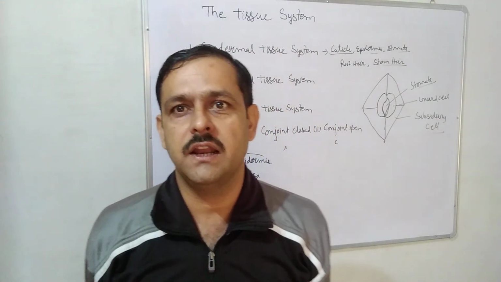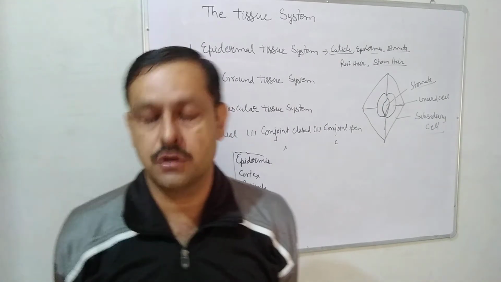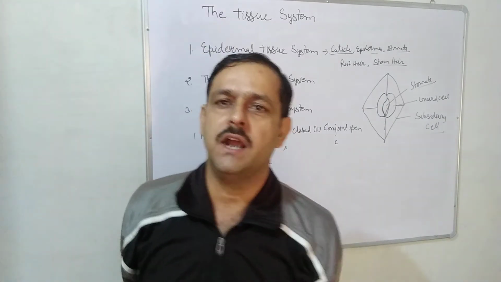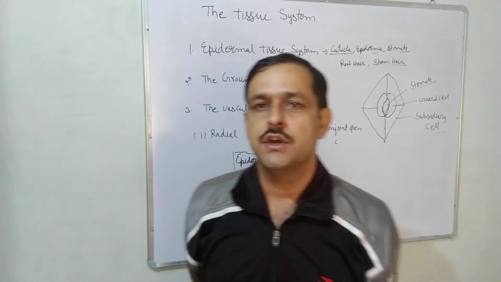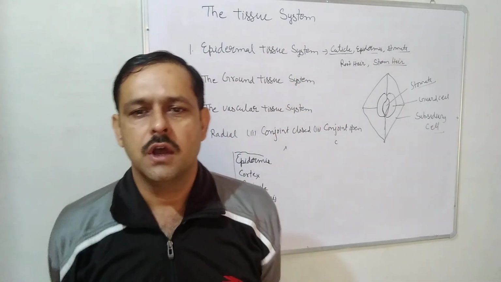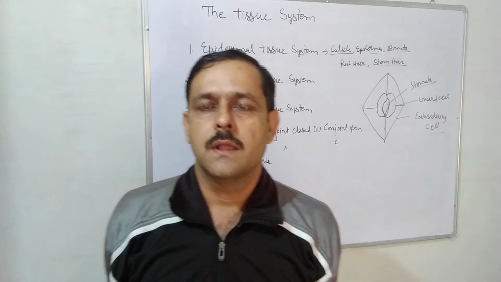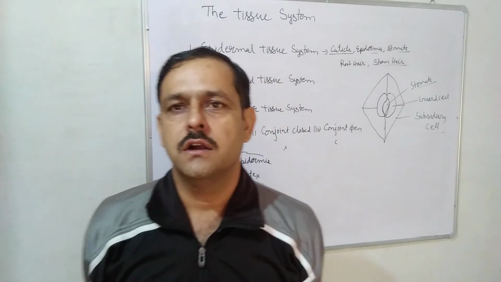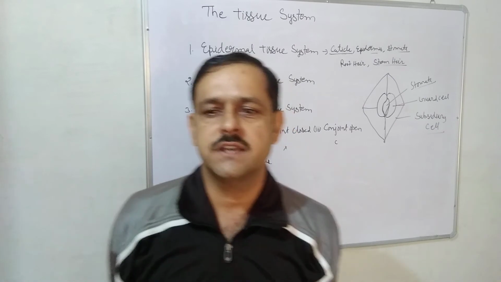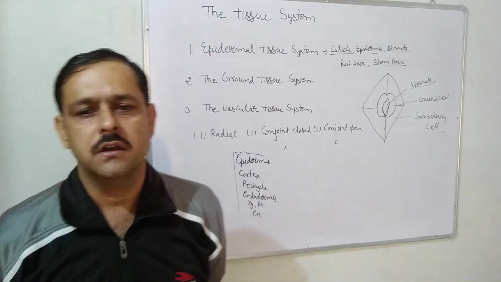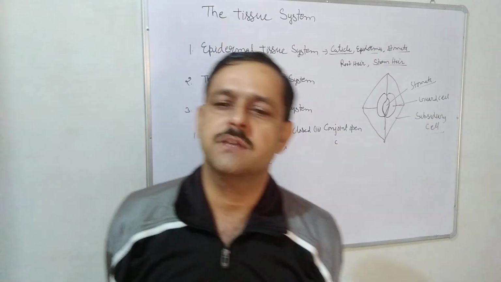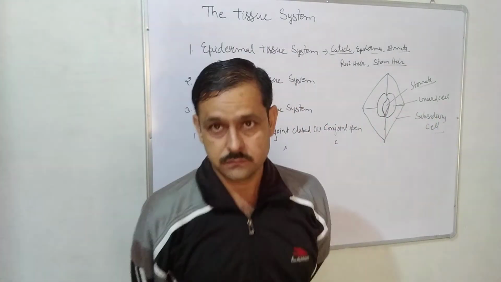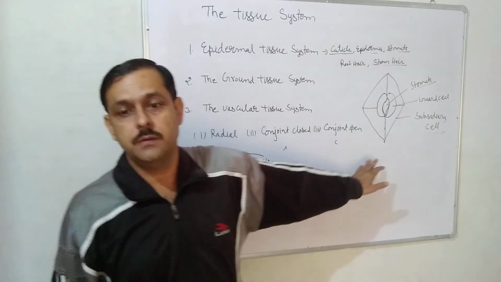By contraction of these guard cells, the stomata are open, and by the relaxation of these guard cells, stomata are closed. Guard cells are covered by thin-walled cells called subsidiary cells or accessory cells. The stomatal aperture, guard cells and the surrounding subsidiary cells are together called the stomatal apparatus. So this is the structure of stomata.